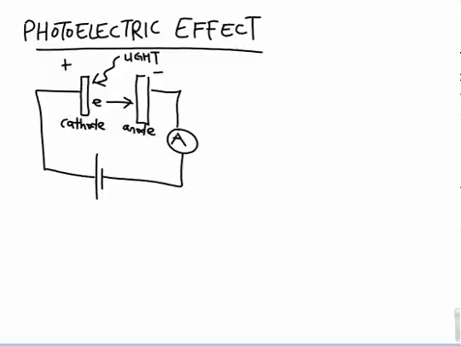Alright, let's do a quick recap on the photoelectric effect. First, we highlight the experimental setup. Right? It involves a cathode and an anode. The cathode is where the metal is connected. It is where the light is shone, and it is from this cathode that the electrons would emerge.